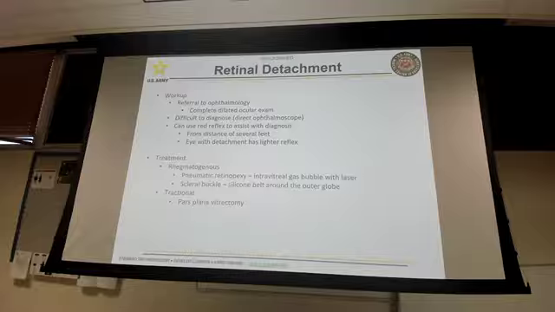The other procedure is a scleral buckle, and that's where they put this silicone belt around the outer globe, and the whole purpose is to fix the retina and then now bring the rest of the eye closer to that detached part to keep it intact. Now, if it's a tractional retinal detachment, they may need to do a vitrectomy, remove that vitreous.